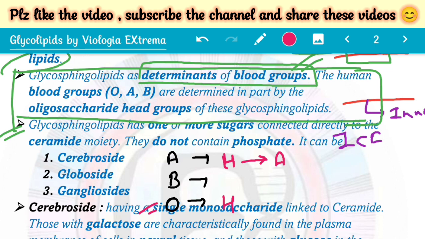Which forms the A antigen. From the H antigen, by adding some more carbohydrate, we get the A antigen.